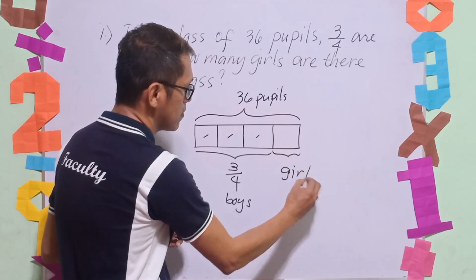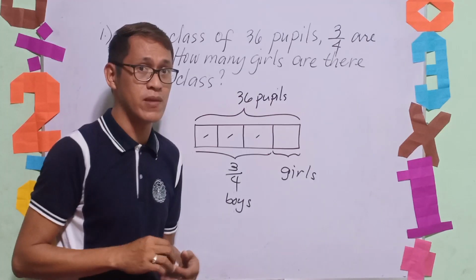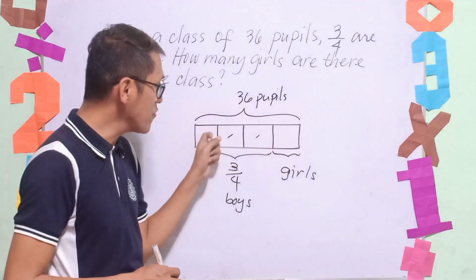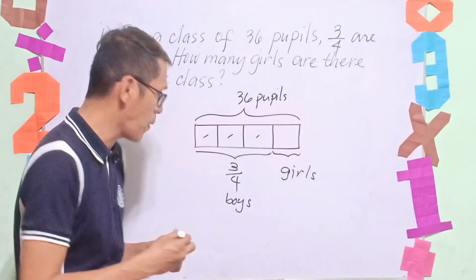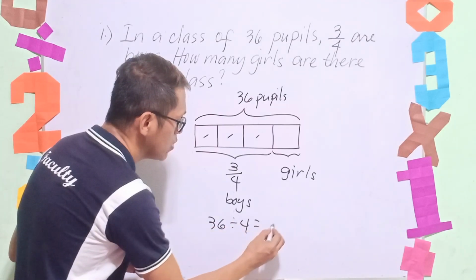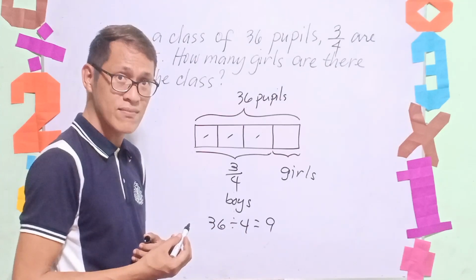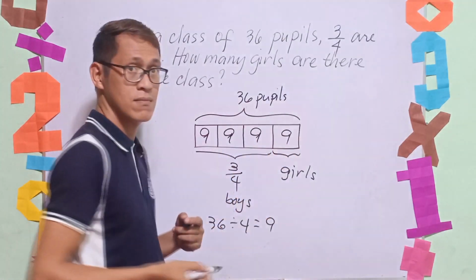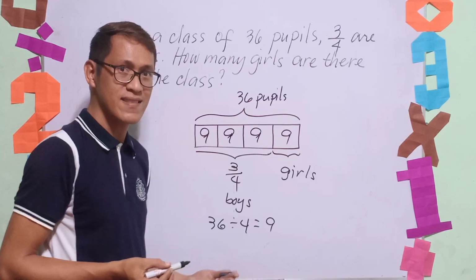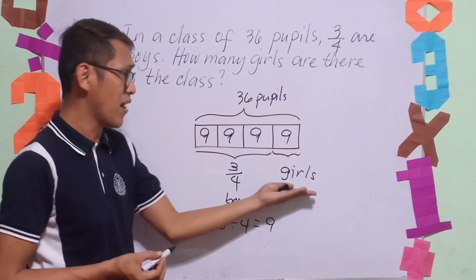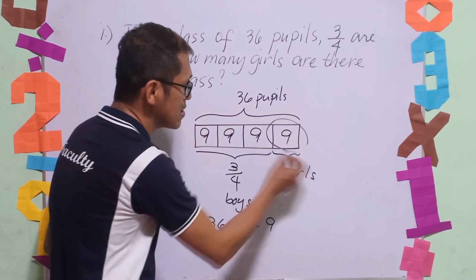Correct. So how to solve this problem now? What will you do with 36? Yes, you have to divide that into 4 equal parts. So if I divide 36 by 4, that will give me 9. So meaning each box here represents 9. Do you agree? So, how many girls are there in the class? Very obvious. The answer is 9.